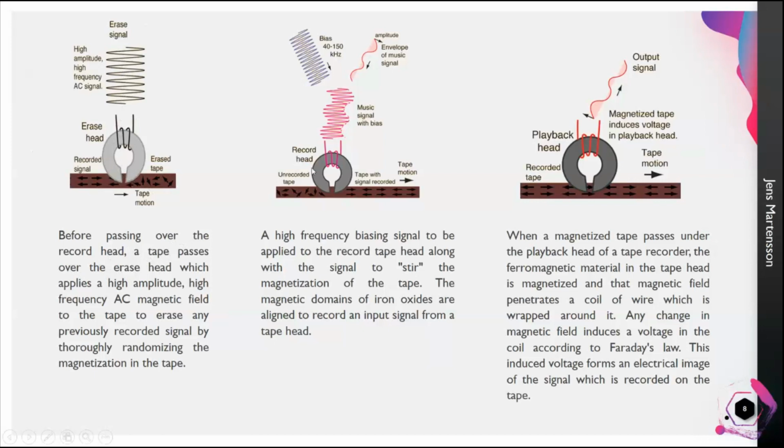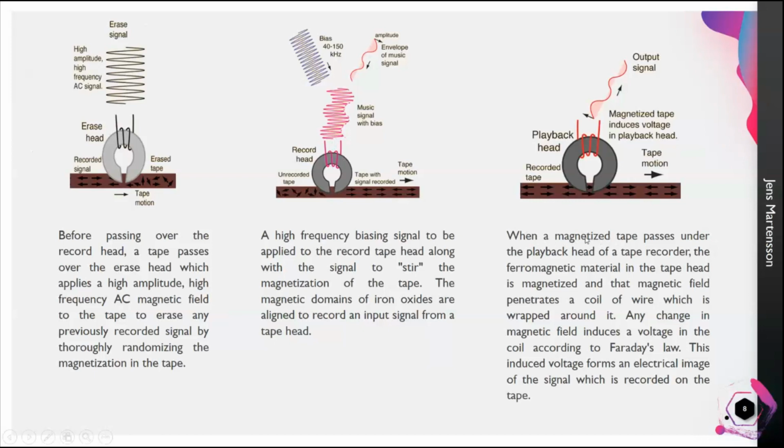Then the tape will pass through the record head. A high frequency biasing signal will be applied to the record head along with the signal to stir the magnetization on the tape. So here, the magnetic domains of the iron oxide are aligned to record any input signal from the tape head. Now the tape is magnetized.